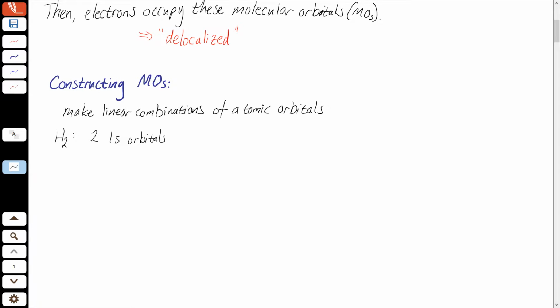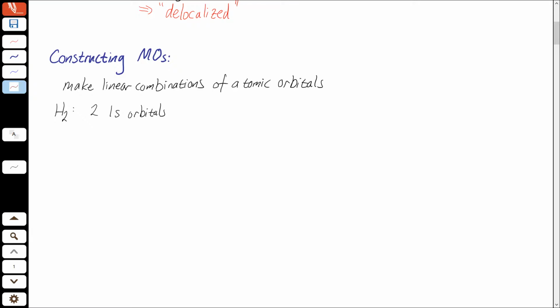And of course, there's only two ways to combine them. We're either going to add them or we're going to subtract them. So the addition of the two orbitals gets us one molecular orbital, and the subtraction of the two orbitals gets us another molecular orbital. All right, so let's make two molecular orbitals. The first one is going to be the sum.